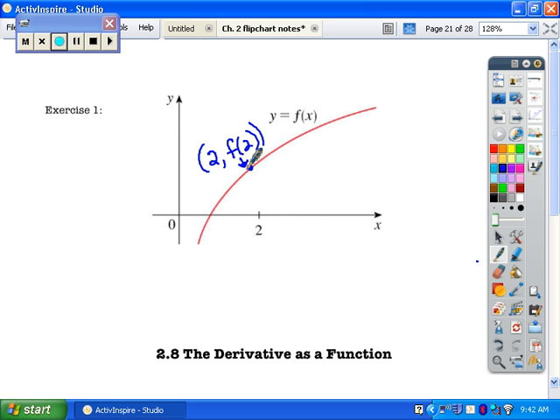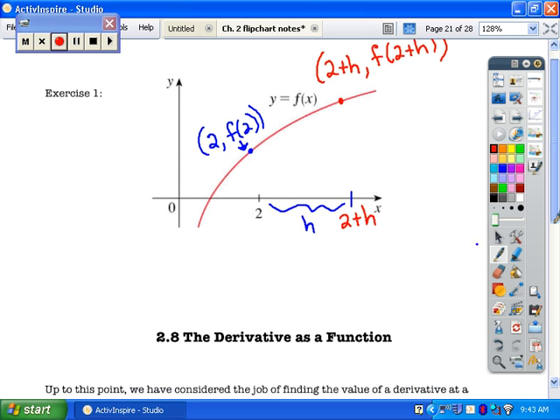Now let's go over a distance of h. What would my new x value be then? 2 plus h. And then we would be able to understand what the ordered pair is on the curve itself. So on the ordered pair, what's the x? 2 plus h. And what's the y? F of 2 plus h.